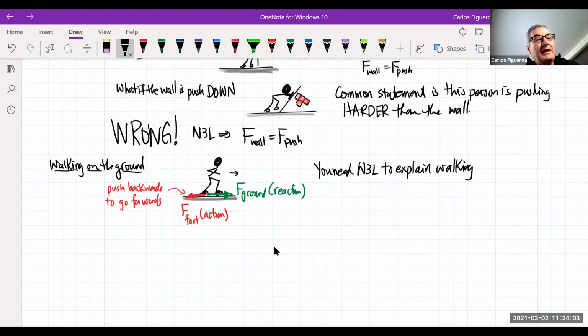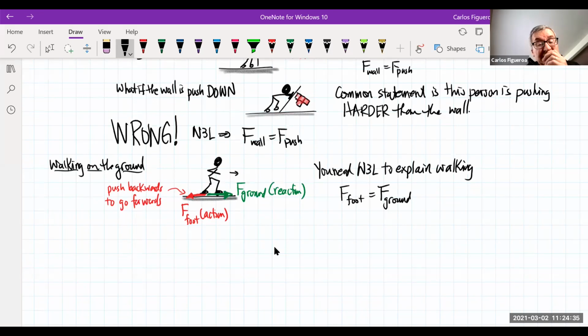And if you've ever had a very slippery floor and you have socks on, note that you can't walk on the floor very well. And that's because when you try to walk on it, you can't push off very hard backwards, so the ground can't push you forward by very much. Newton's third law says that the force of the foot must be equal to the force of the ground. Note that I was careful not to say friction.